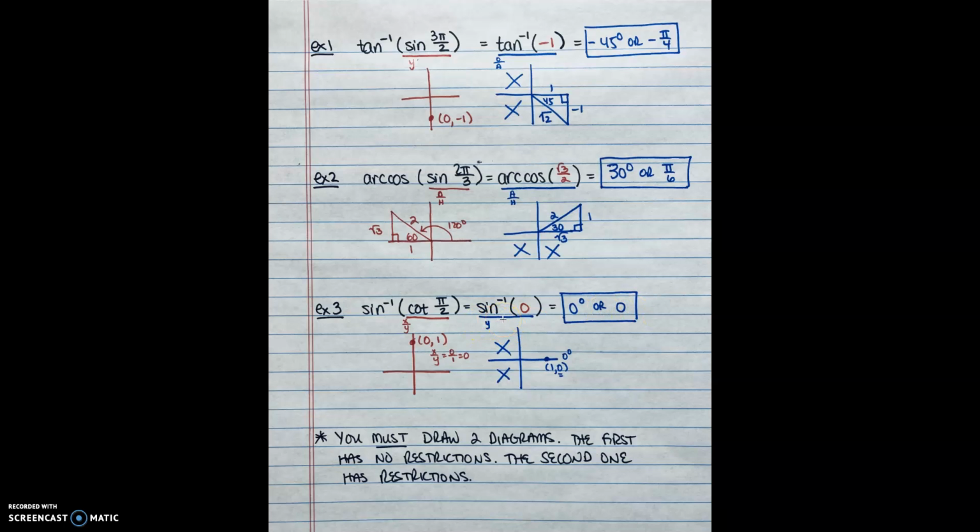So long story short, all of these problems where you have the inverse on the outside, your final answer in a little square box is going to be an angle. You have to draw 2 diagrams for these. The first one has no restrictions. You simply draw it wherever it tells you to go. The second one needs to have restrictions.